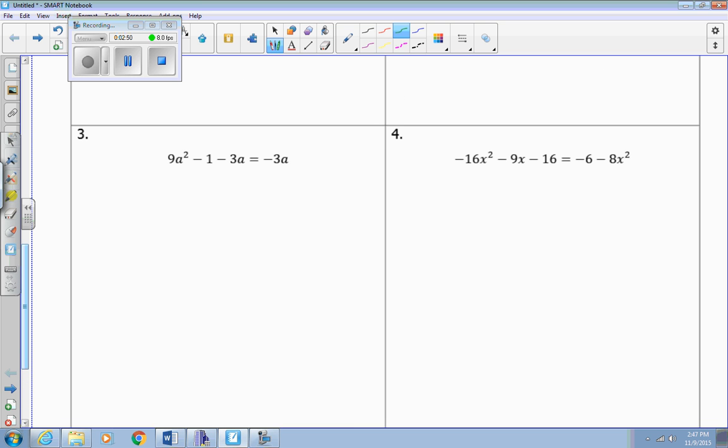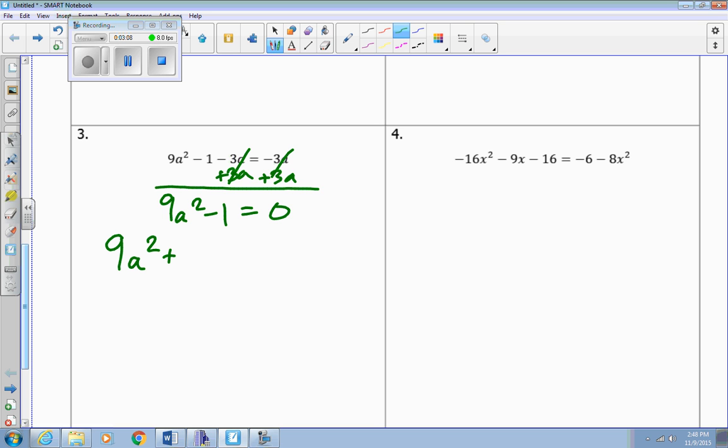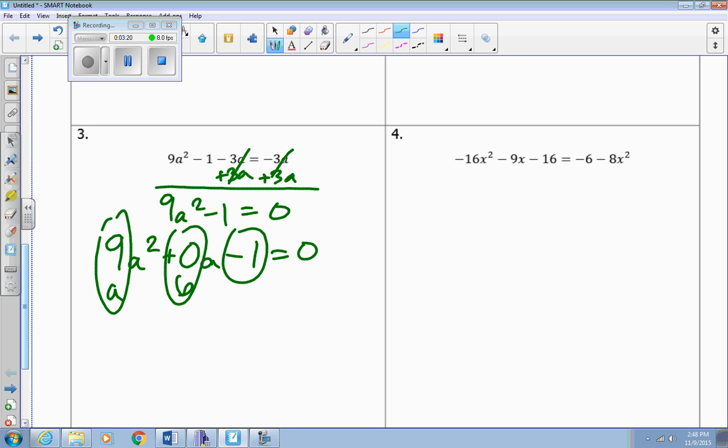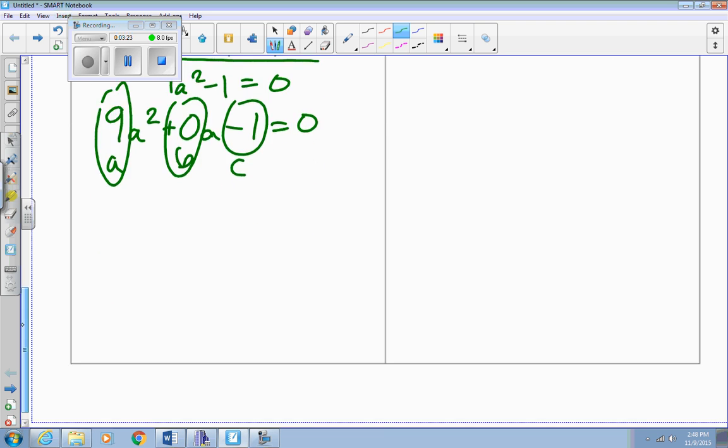Set equal to 0, so add 3a. Add 3a. Get 9a squared minus 1. They actually end up canceling out. So that means we don't have a b, no b. If there's no b, that's like 0b. So our a is 9, b is 0. When you say there's not there, it's there. A, b, c are always numbers, and they're always there. So in this case, we got a, b, and c. B is 0. So we have 0 squared minus 4 times a times c.